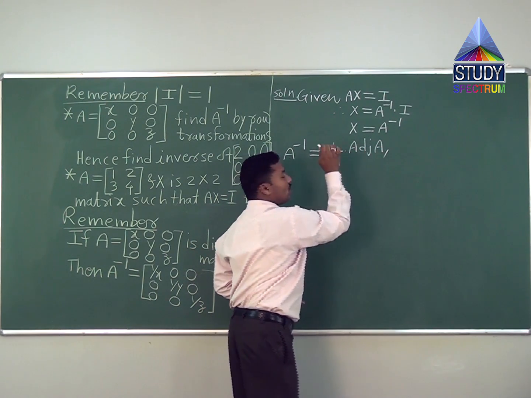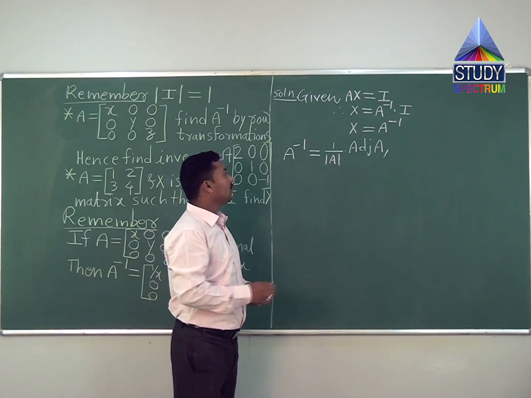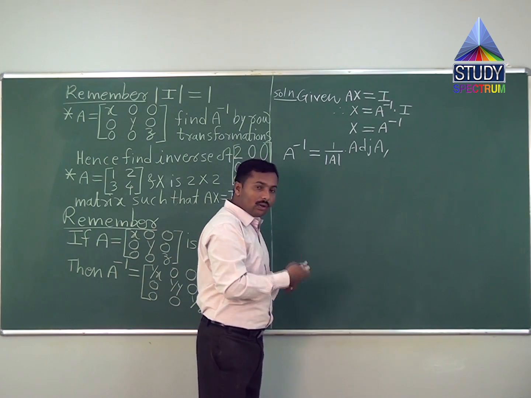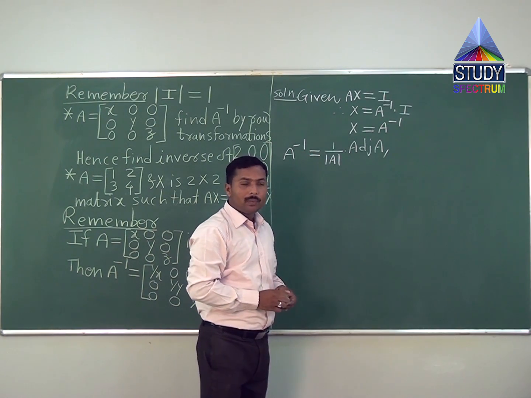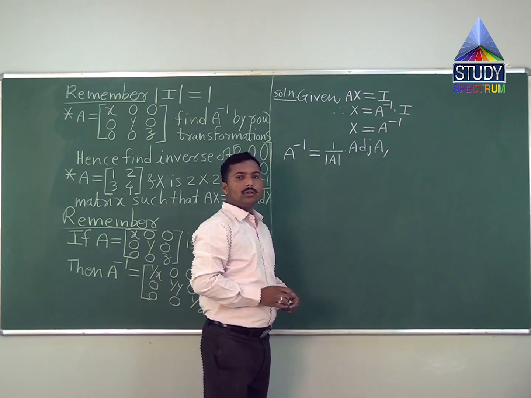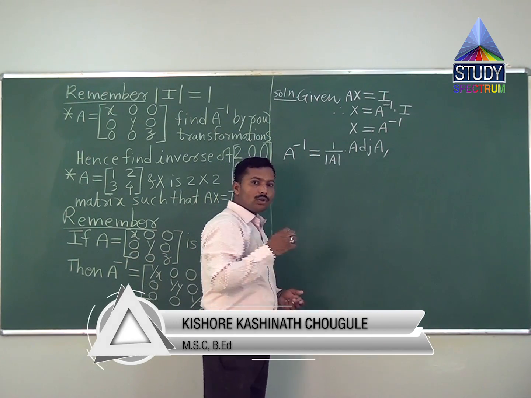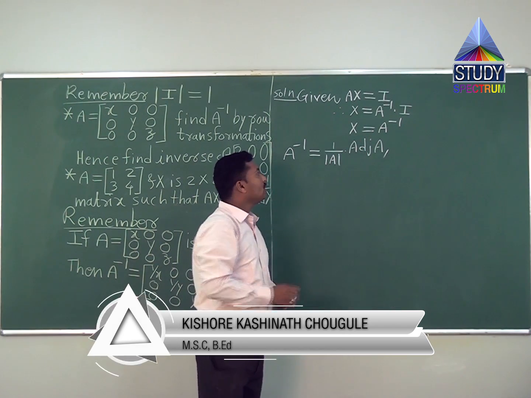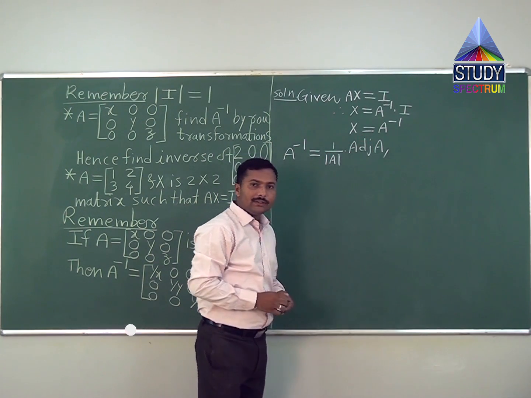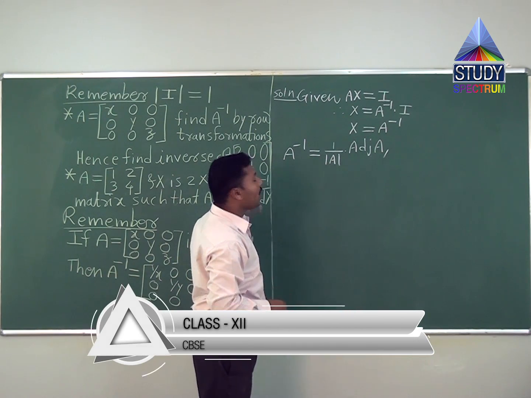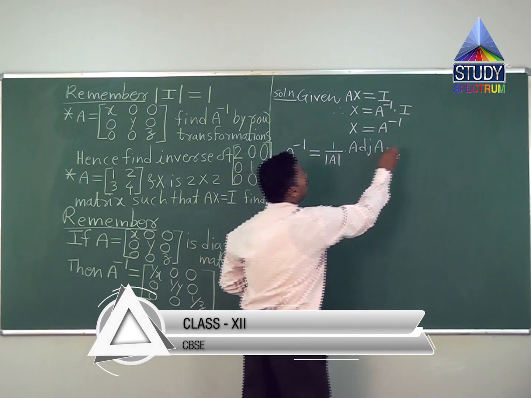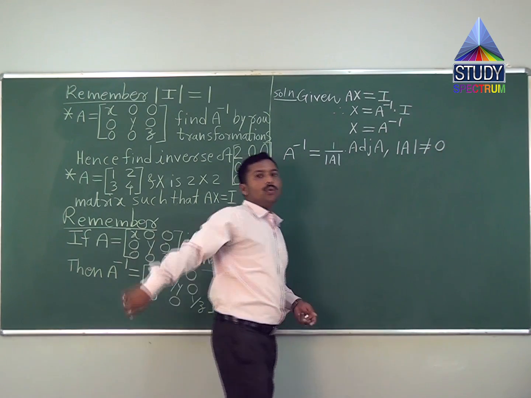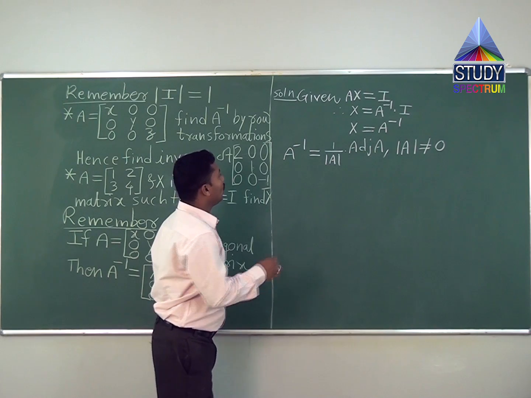What is the condition on this determinant of A? The condition is that determinant A is not equal to 0. If the determinant is 0, then what happens? 1 upon 0 is infinity; any number upon 0 is always infinity. So infinity into this adjoint is infinity, and therefore A inverse does not exist. Therefore the condition is that determinant A is not equal to 0.